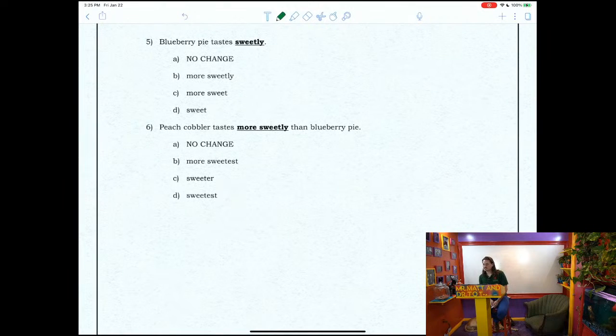5 and 6 are going to be testing adjective and adverb form. 5 states, blueberry pie tastes sweetly. 6 says, peach cobbler tastes more sweetly than blueberry pie. So I'll give you 3 minutes. After 1 minute, I'll start to give you some hints.